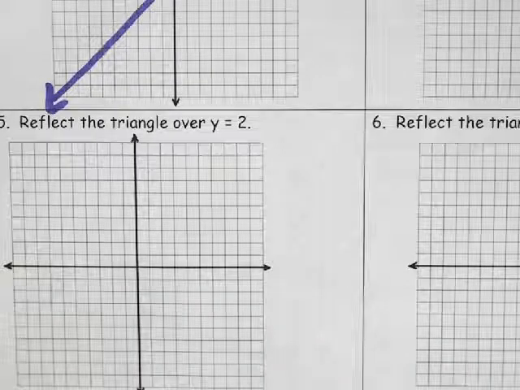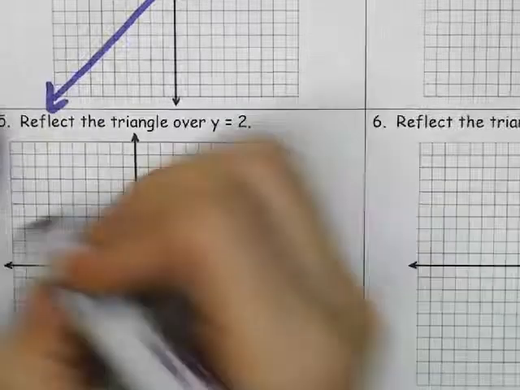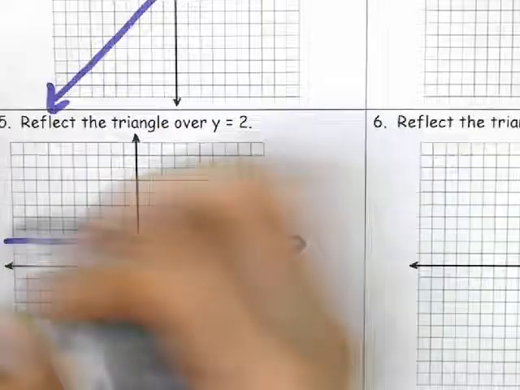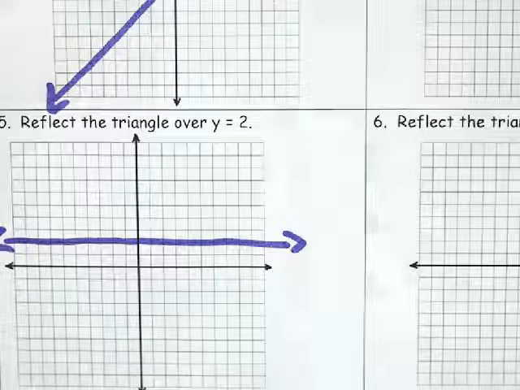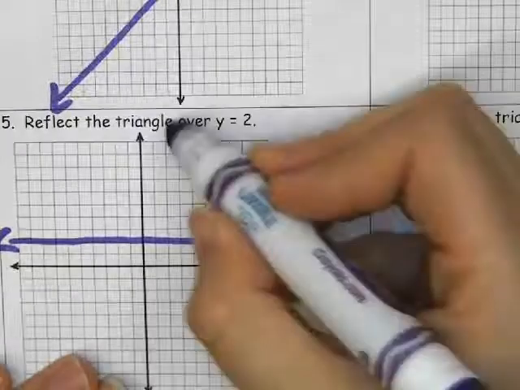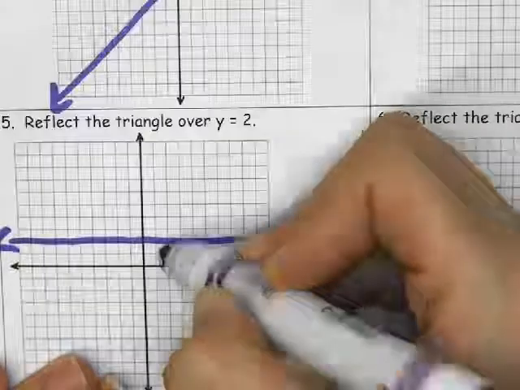Now when we go to reflect these over y equals 2, I'm not going to draw the triangle this time. I think you guys can do it. Now y equals 2 is this line. So it's very much similar to how we did it over the x-axis, except now we're just going to count down to the purple line and then count over.